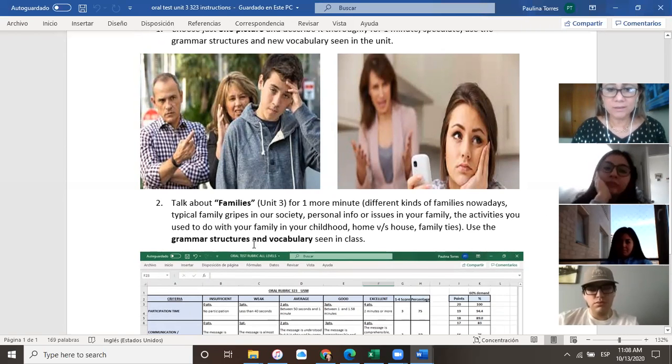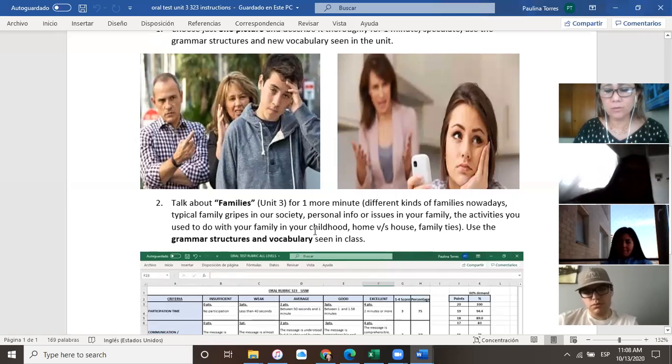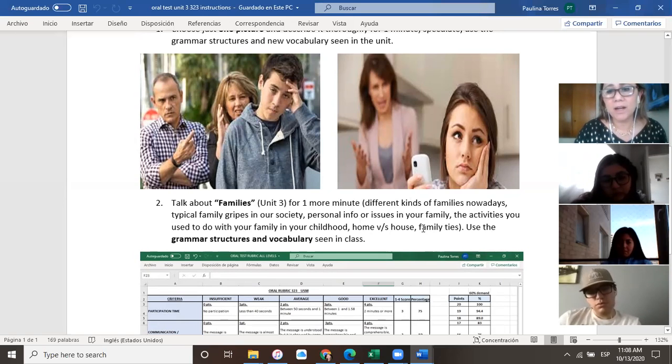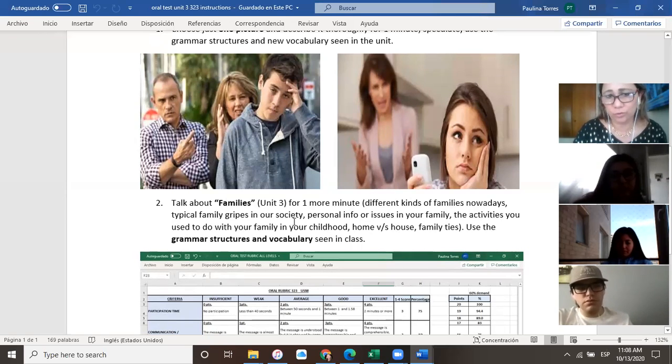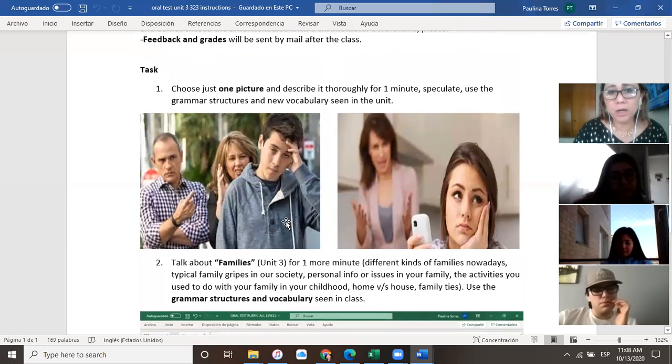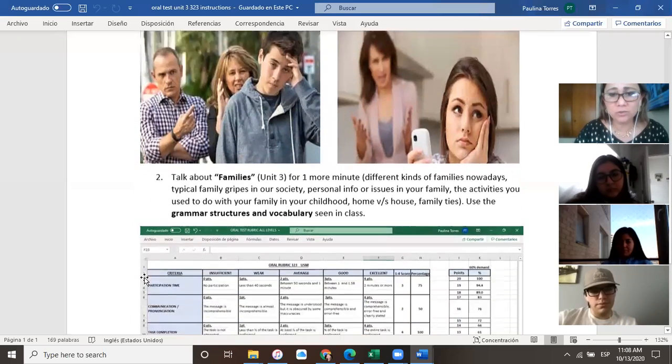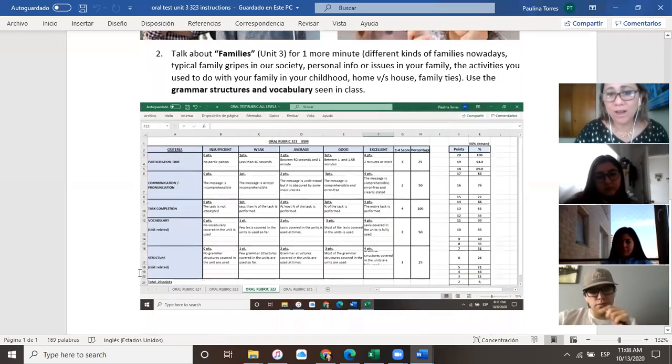Las activities que solían hacer with your family cuando eran chicos. Pueden hablar también de la diferencia entre home y house y family ties, o sea, pueden hablar lo que quieran de las familias usando obviamente las estructuras gramaticales y el vocabulario visto. Entonces son 2 minutos por alumno, uno tras otro, por eso le pedí a Claudio que me hiciera un listado de la gente para que estén listos, porque yo ese día casi no hablo.